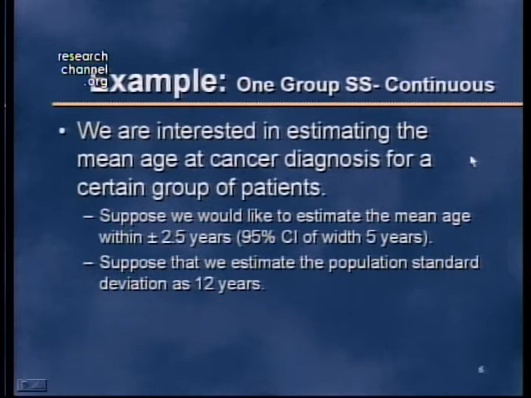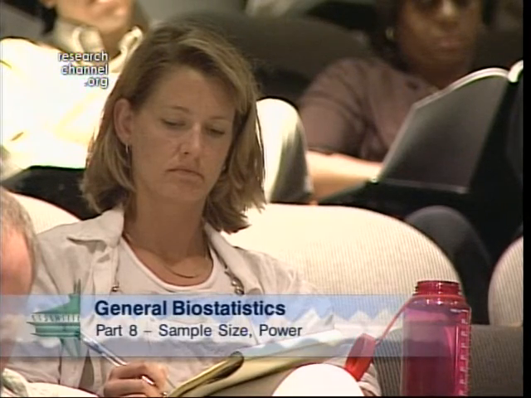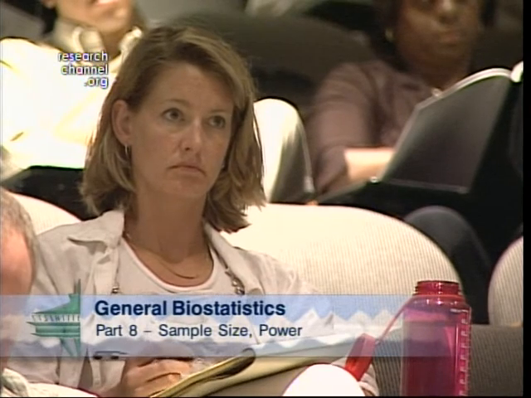So suppose we use an example to illustrate this one more time. Suppose we're interested in estimating the mean age at cancer diagnosis for a certain group of patients, and suppose we'd like to estimate the mean age to within plus or minus 2.5 years. So in other words, D is 2.5, and the width of our confidence interval, plus or minus 2.5, the width is 5 years. And suppose that based on some previous investigation, some pilot study, we can assume that the population standard deviation is 12 years. Now, what happens if you don't have any pilot data or a previous study?